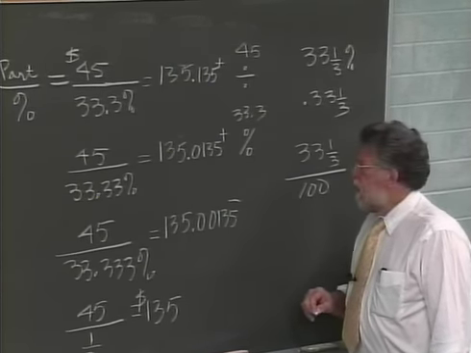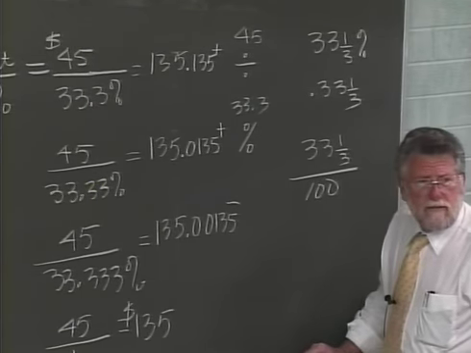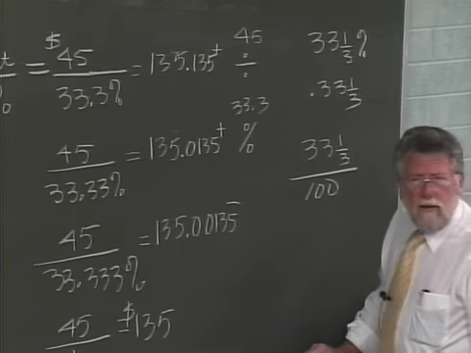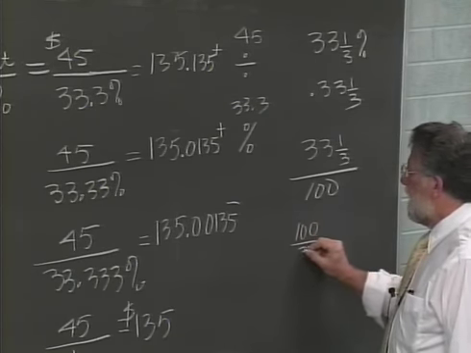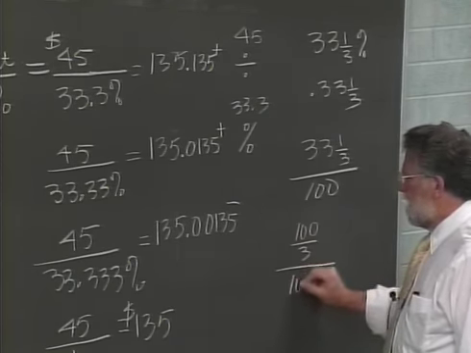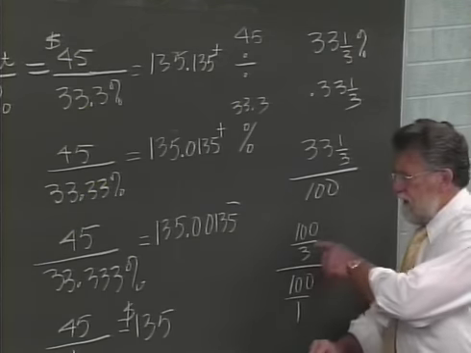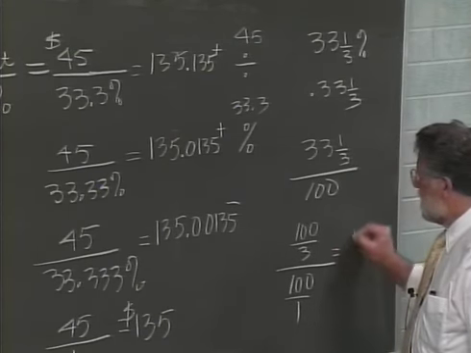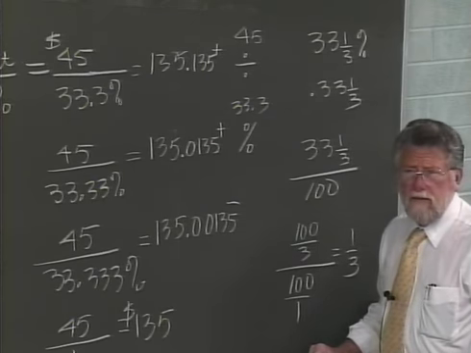Okay, that's helping. Now, what is 33 1/3 as an improper fraction? 33 1/3 is 100 over 3. Very good. And that's divided by what? 100 over 1. So if I take this, divide by this, invert and multiply, 1/3. We can always use that technique.